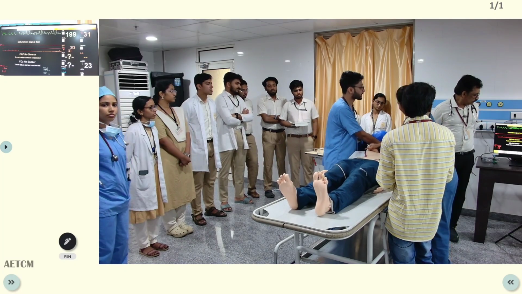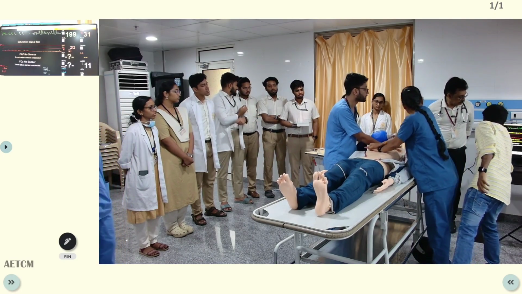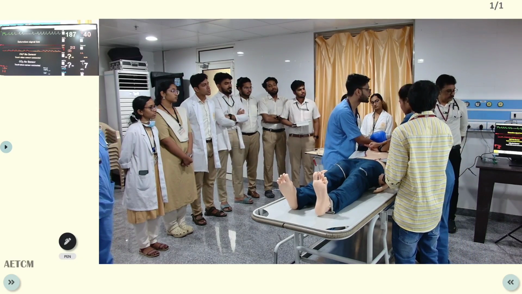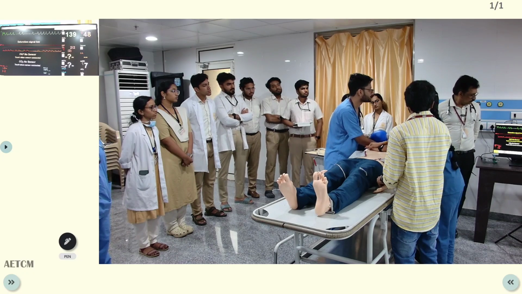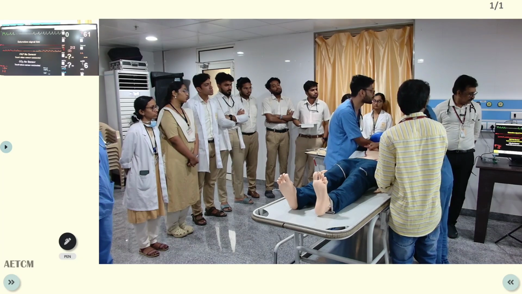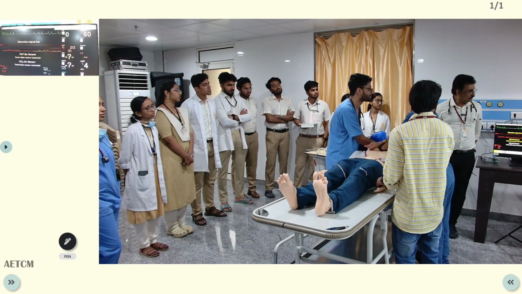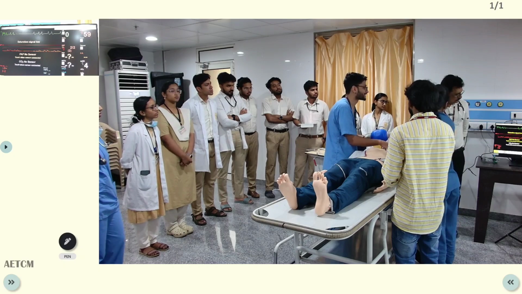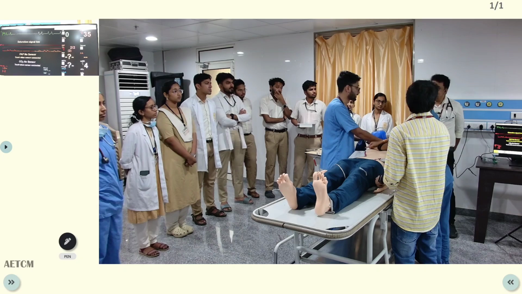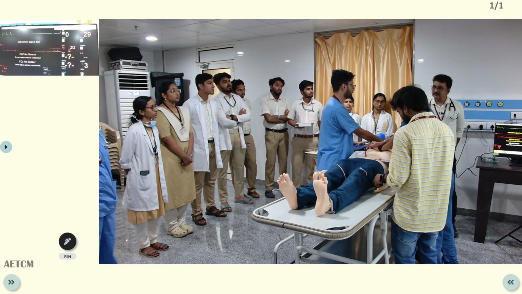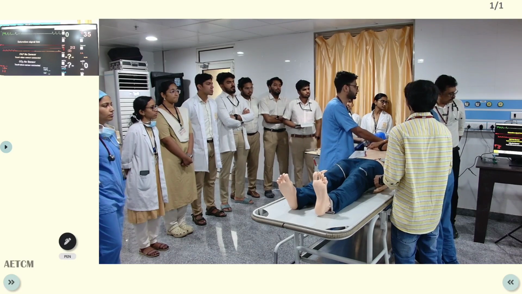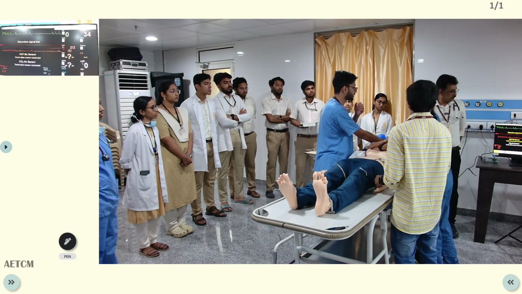Again, after 2 minutes of CPR, reassessing the cardiac monitor, we can see that the patient is right now having what is it? Asystole. Patient is having asystole. So we can continue CPR, and every 3 to 5 minutes injection adrenaline can be given. The next 2 minutes we'll continue the CPR, and after 2 minutes again we'll reassess.